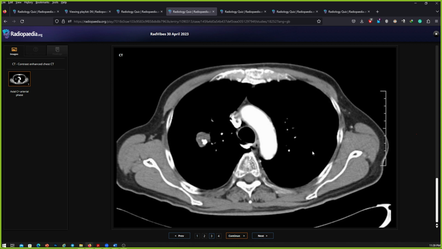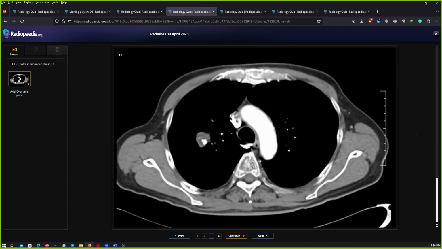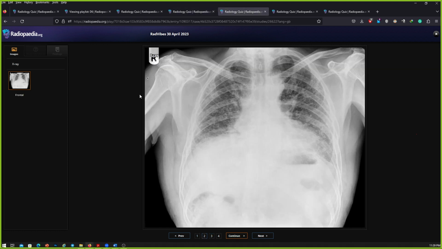And I will review the rest of the lung fields as well. So I think it's a limited view, it's only covering the upper chest. Okay, let's have a look at the next case which I show you. This is the next case.